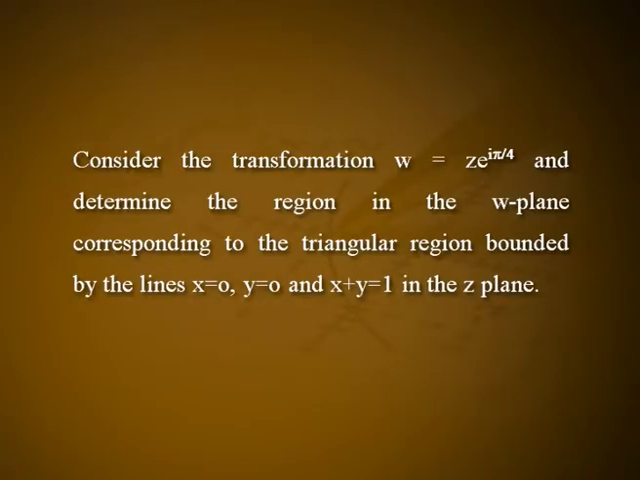Consider the transformation w equals z e raised to i pi by 4 and determine the region in the w plane corresponding to the triangular region bounded by the lines x equal to 0, y equal to 0 and x plus y equal to 1 in the z plane.